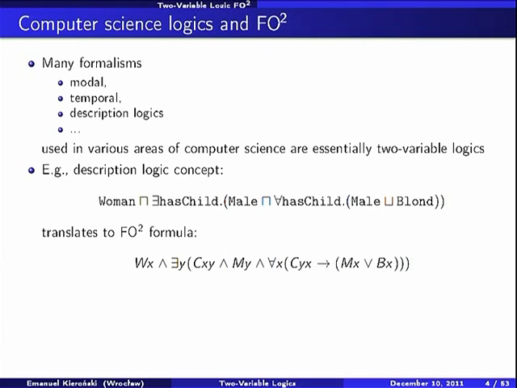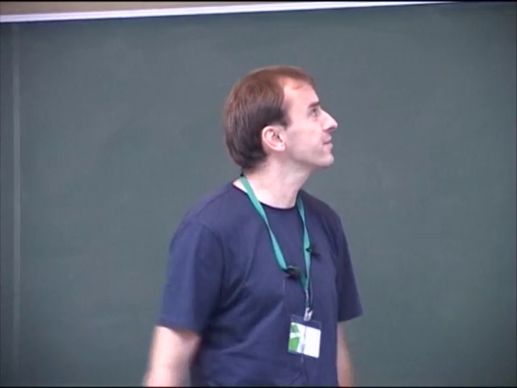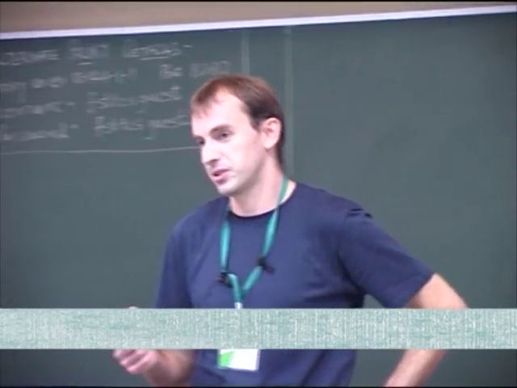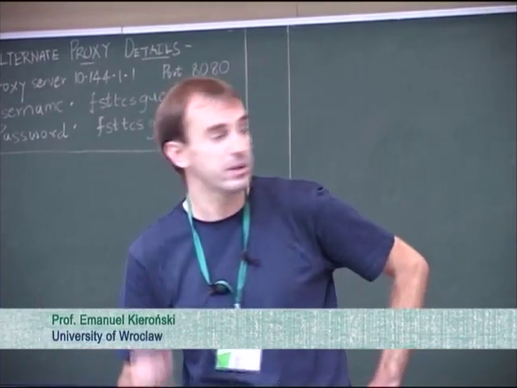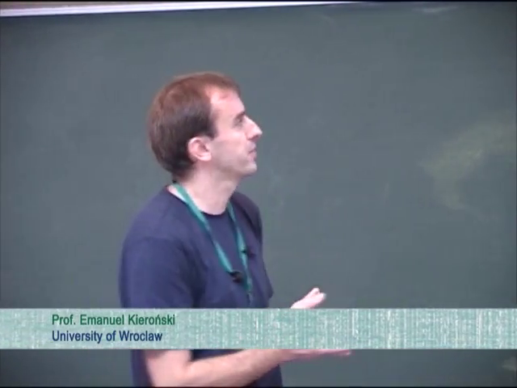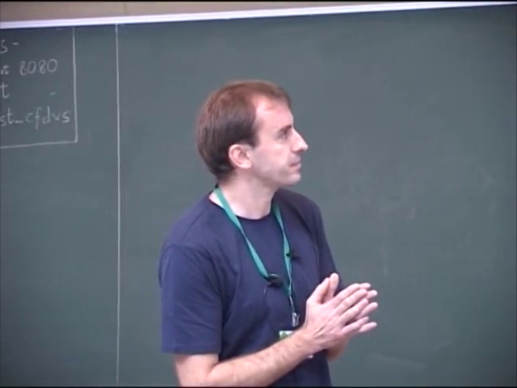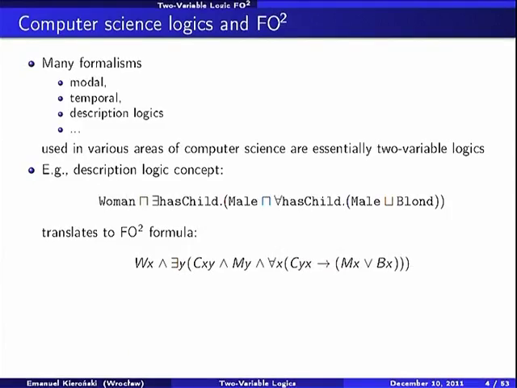Another thing is that many formalisms used in computer science, such as modal, temporal, and description logics, are essentially two-variable logics. Of course, there are some exceptions. For example, in temporal logic, we use the operator until, whose natural translation requires three variables. There are also some additional constructions very often, but the core of the language is very often two-variable. For example, here is an example of a description logic concept, which naturally translates to two-variable logic with unary predicates and binary predicates.